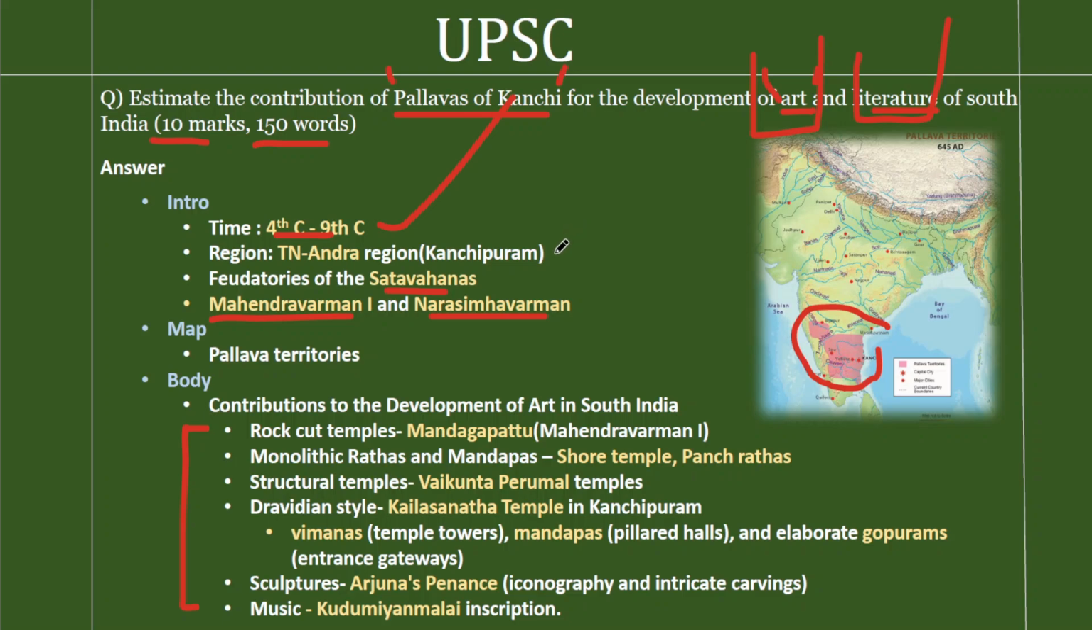So for a sample introduction, I'll give it to you like that. The Pallavas of Kanchi ruled over the TN Andhra region with Kanchipuram as their capital from 4th century CE to 9th century CE. They were the feudatories of Satavahanas and had prominent leaders like Mahendravarman and Narasimhavarman. So we set the introduction like this to display our subject knowledge. Then we'll give a map. Here we can give the territory of Pallavas in the time period of 645 AD, where we will mark the Andhra Tamil Nadu region as I mentioned. In the side, we'll give it as a box.